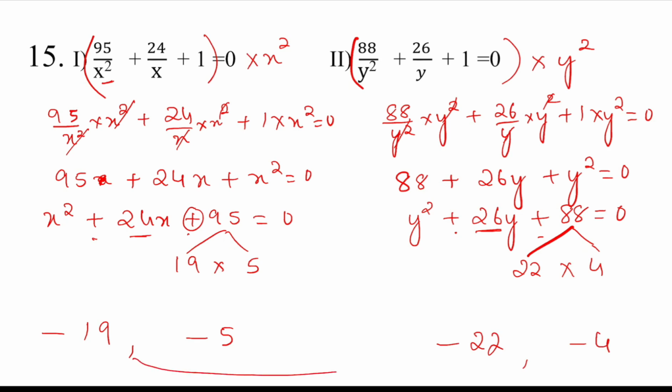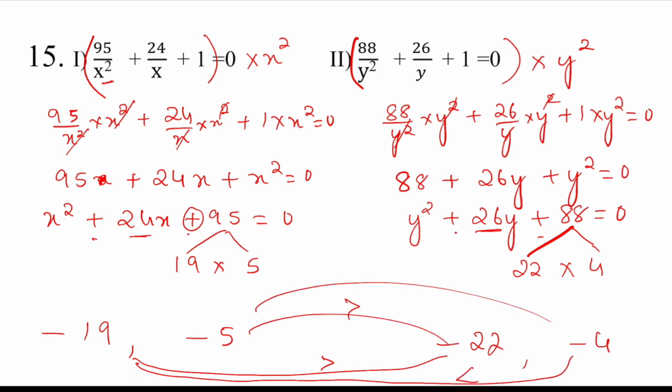Now compare: minus 19 compared with this is greater, this compared with this is greater, and minus 5 compared with minus 4, this is greater. So once x is greater, once y is greater. Therefore we can say that relation cannot be established.